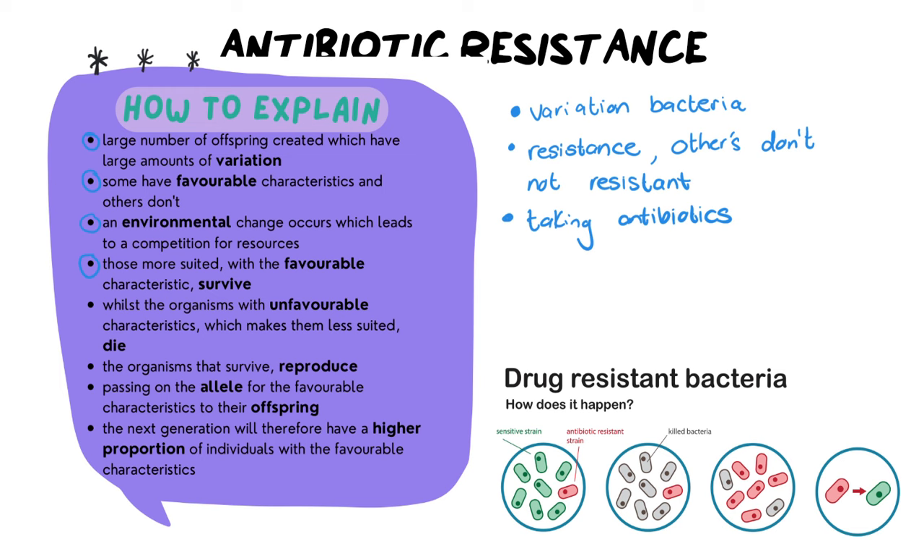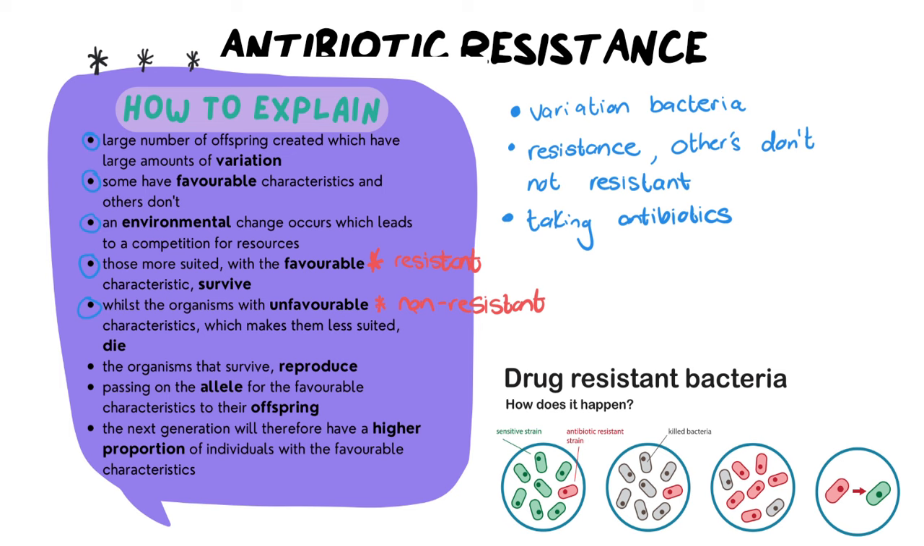You then go on to the next bullet point, which says those more suited with the favorable trait. And please remember, every time you see favorable, you're not just going to write favorable. You must write resistant or resistance, because remember, you're applying it to what we've learned. They survive. The next bullet point says whilst organisms with the unfavorable, which remember means non-resistant, characteristics are less suited and they die.